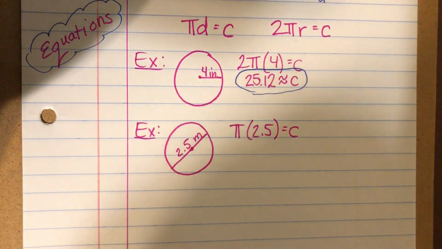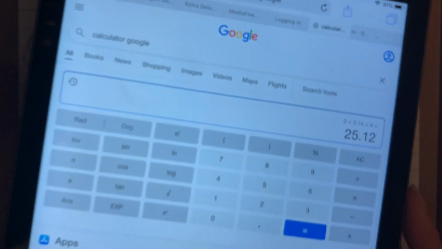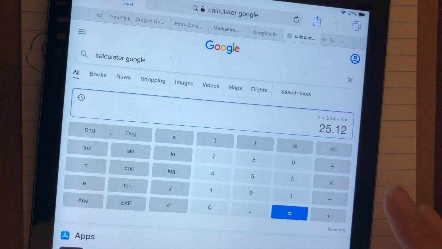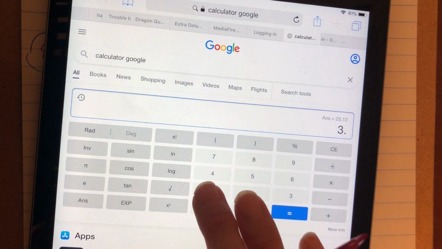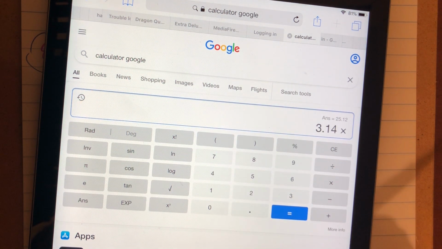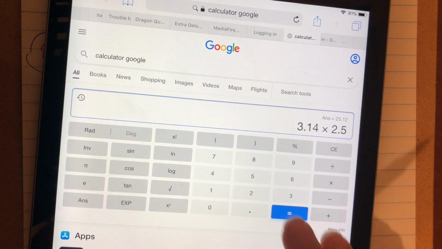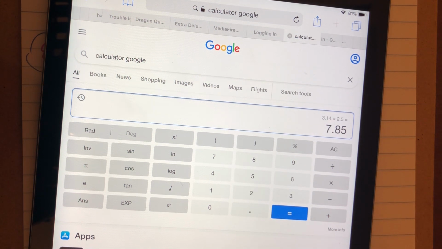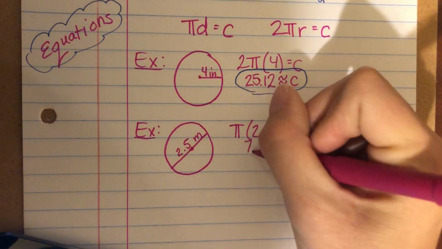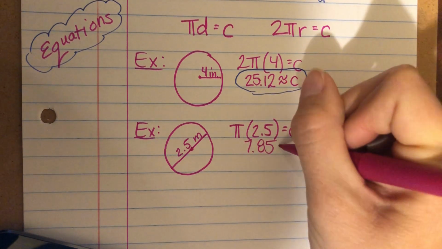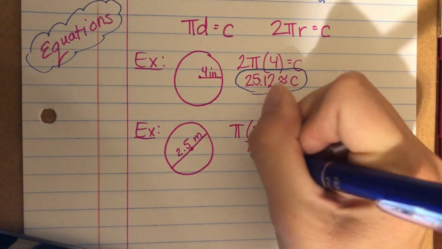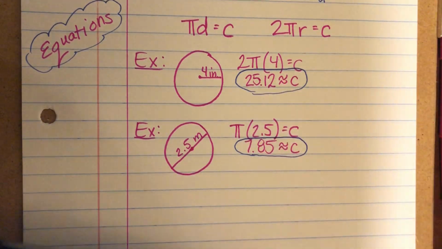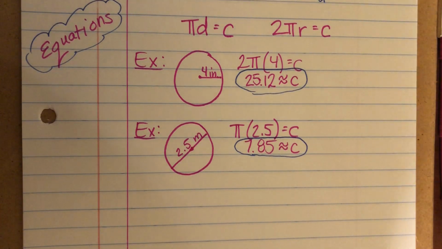Okay, again, I've got my big old iPad here. How do I clear this thing? Oh, there we go. Okay, so I'm going to use the approximation for pi, 3.14 times the 2.5 meters. And I get that the circumference is going to be 7.85 meters. All right, there you have it. You guys are probably like, okay, Miss Mac, we get it. Let's move on with our lives.